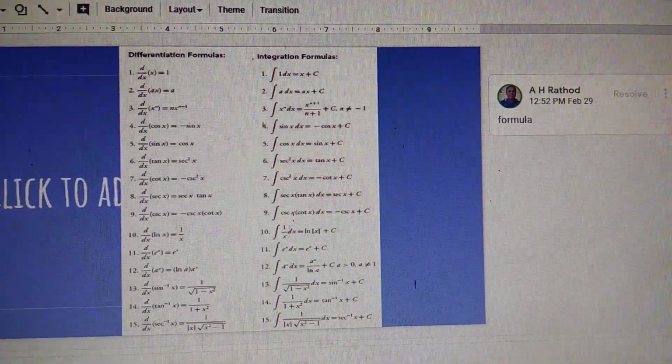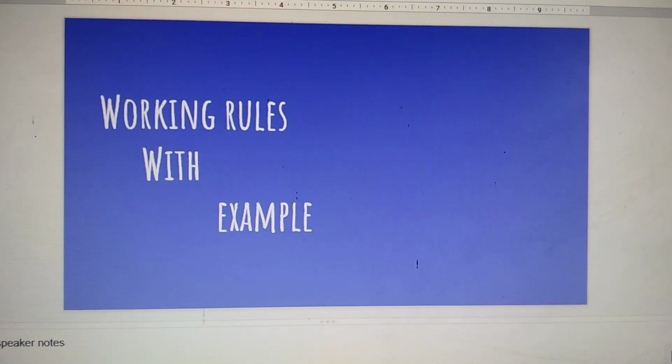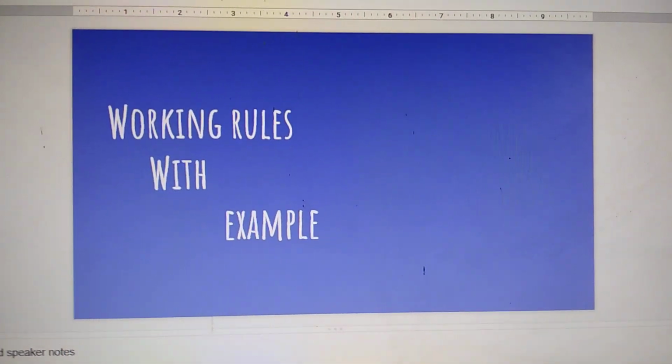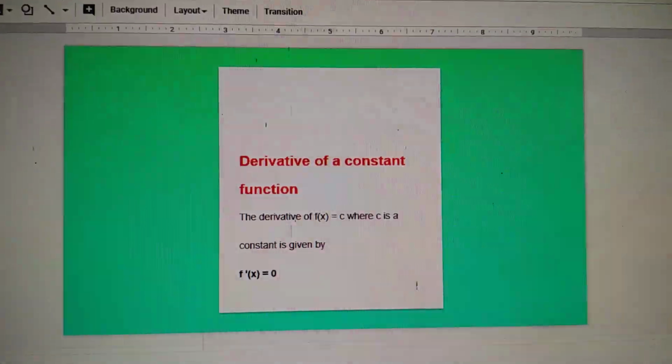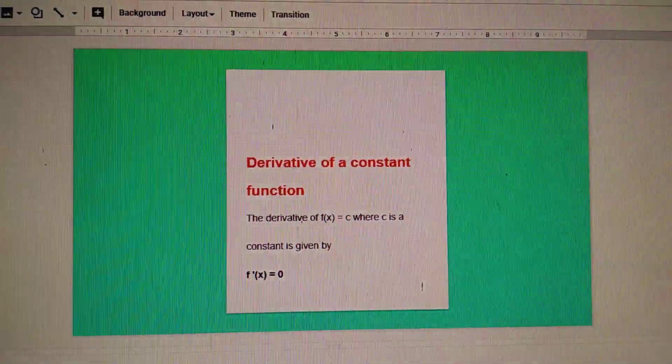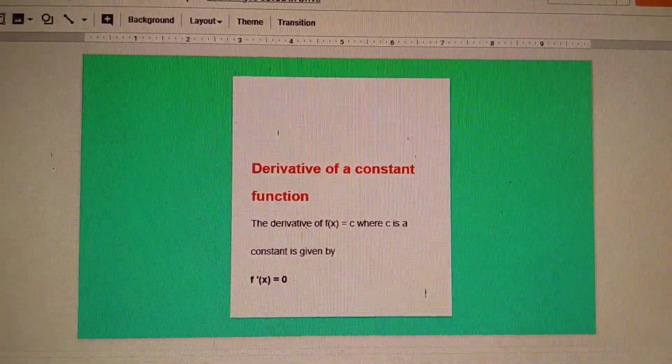Now using these formulas, we start our concept. Now we define some working rules and their examples. First working rule of derivatives: it is the working rule of a constant function.